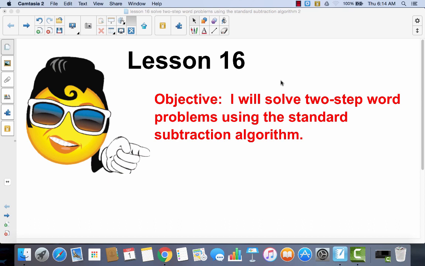Lesson 16, I will solve two-step word problems using the standard subtraction algorithm. So in your Zern lesson, you figured out what to do whenever you were given a two-step word problem, a word problem that had a missing piece, but instead of your tape diagram having two parts, it had three parts. So that turned our regular word problem into a two-step word problem. So let's practice a few of those together.